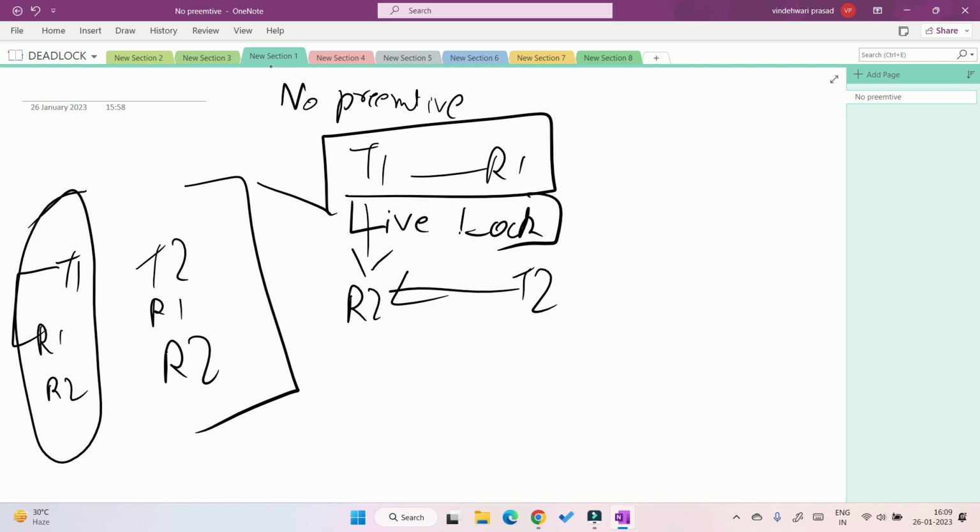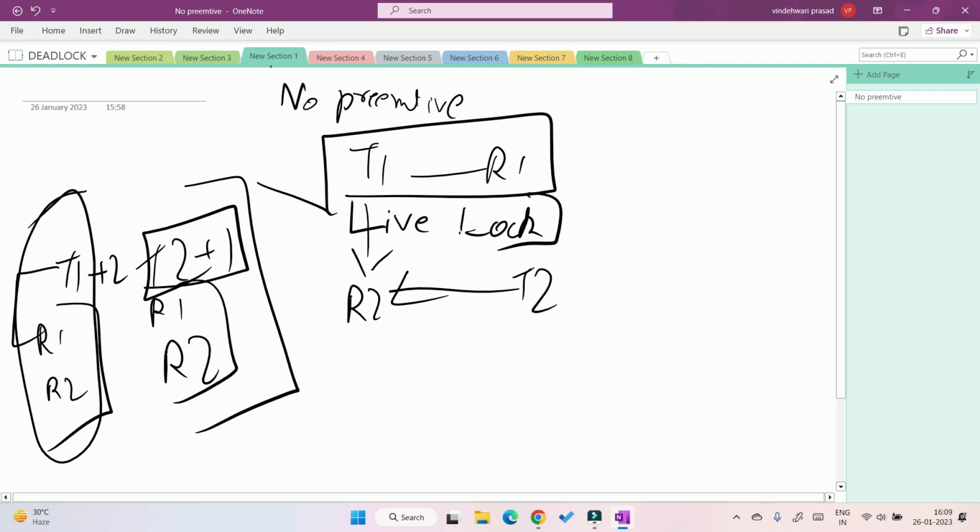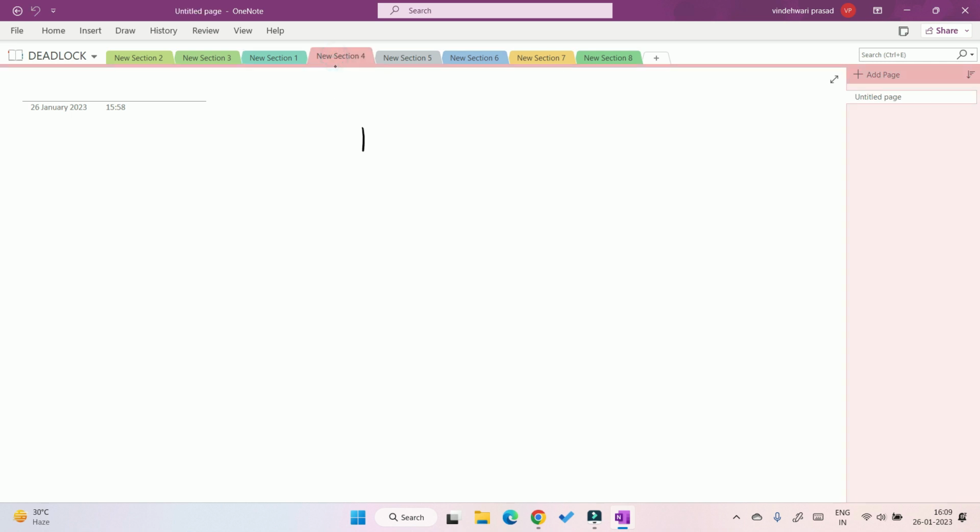So to avoid this, we add a time difference. Suppose T1 tries to acquire both of them at 1 second and T2 acquires at 2 seconds. By this, each one can acquire both resources, at different times, and both can complete their work. Another one is hold and wait.